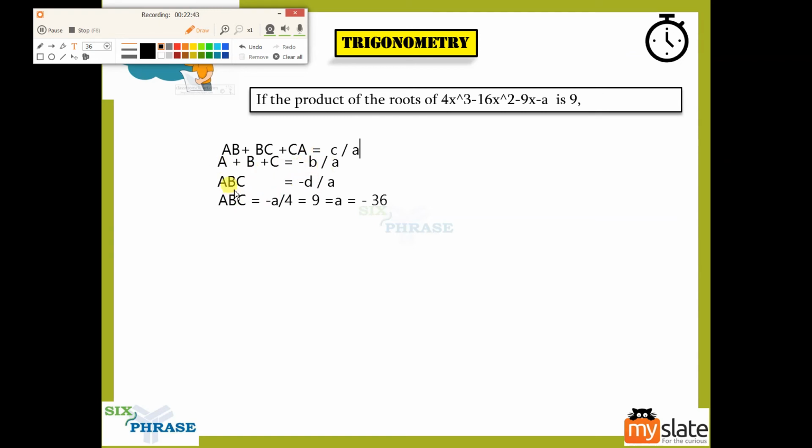So abc is minus d by a. So this will be plus a. Here already we have minus a, right? So minus of this minus will become plus. So that is why here the answer is not minus 36. The answer is actually 36. So just make this a little correction, guys. So sorry for this.